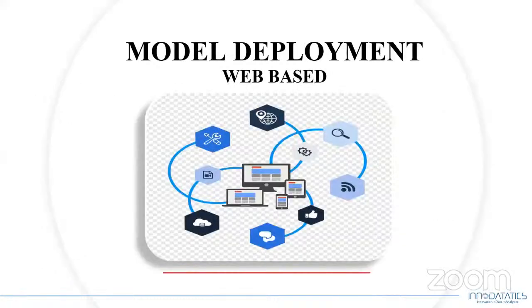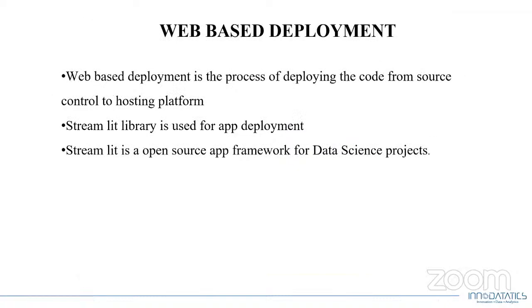Next. Model deployment. We used a web-based deployment method. Next. Web-based deployment is the process of deploying the code from source control to a hosting platform. We use the Streamlit library for our app deployment. Streamlit is an open source app framework for data science projects. Next.